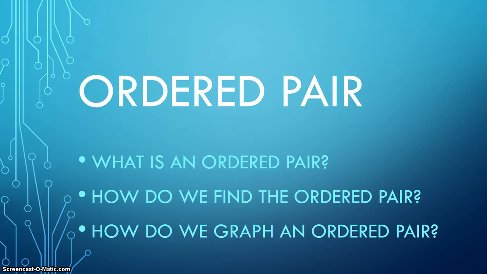Alright, welcome back. As you can see, we're going to be talking about ordered pairs again today. And we're going to go over what is an ordered pair, how do we find the ordered pair, and how do we graph an ordered pair. Now, if you might remember, how do we find an ordered pair is what we went over last video. So this video, we're going to go over how do we graph an ordered pair.